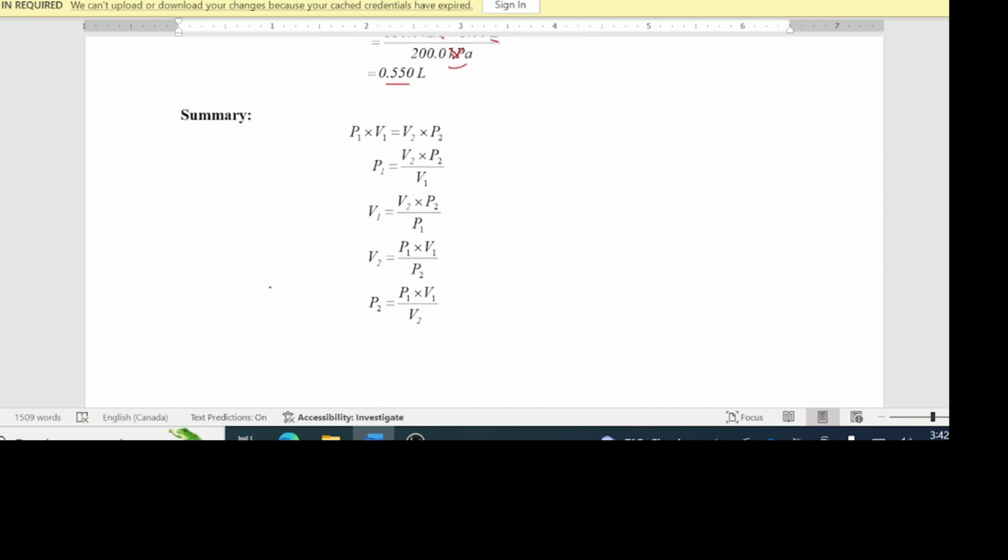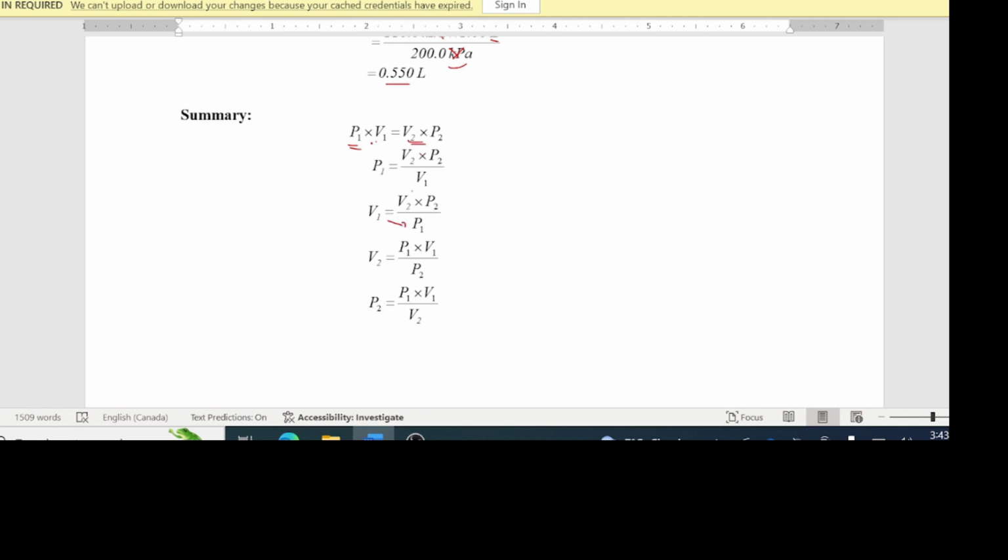So here is a summary of Boyle's law. P1 V1 equals P2 V2. P1, you want to know what P1 is? Leave these guys as they are, and you bring down V1, okay? You want to know what V1 is? Leave these as they are, and you bring down P1 there. You want to know what V2 is?